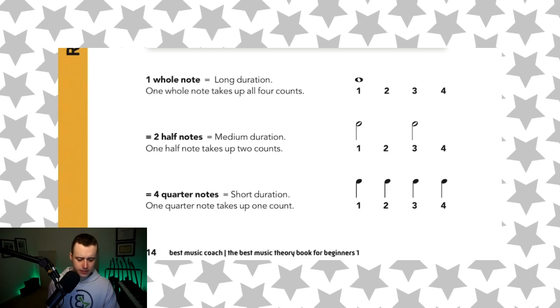So that sounds like this. We're going to think of a count as a click. Clicks are counts. 1, 2, 3, 4. That was a whole note. Here's a half note. 1, 2. Wow, that was a lot shorter. Here's a quarter note. 1.